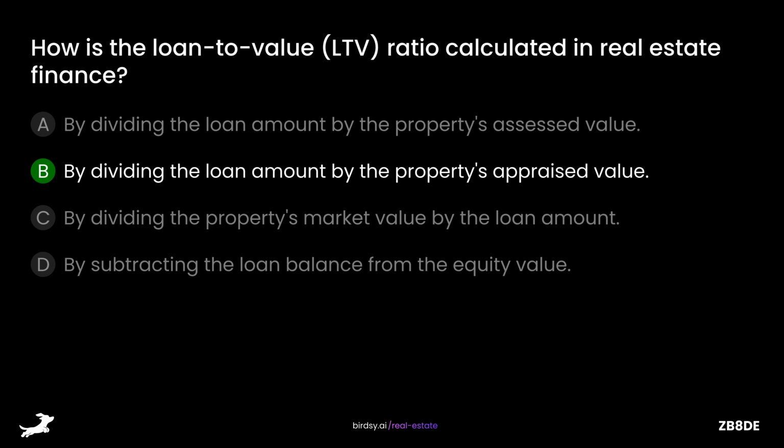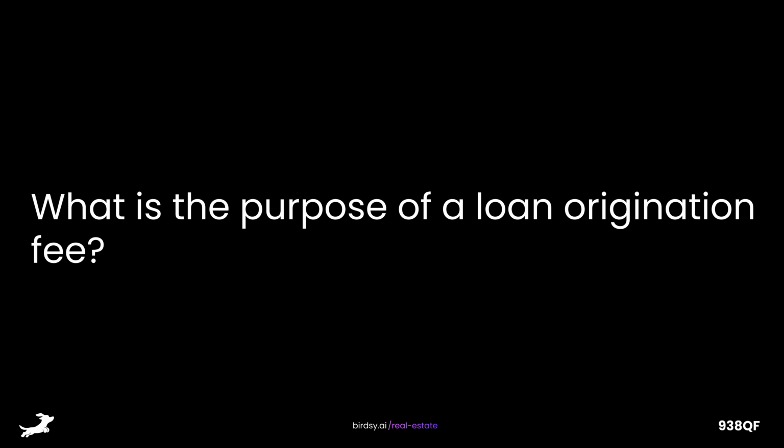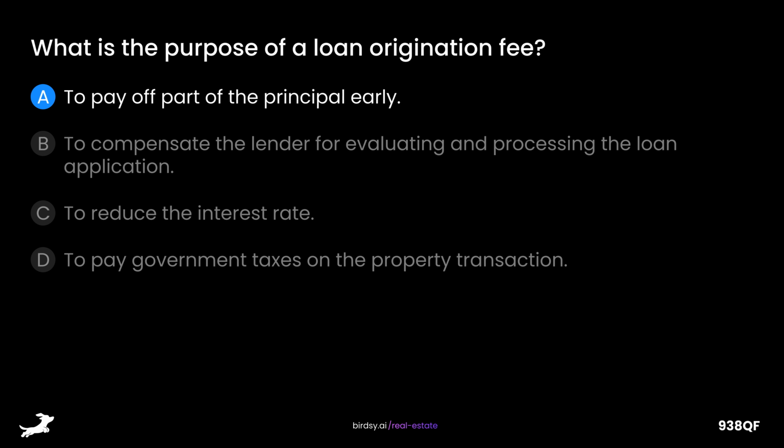The answer is B, by dividing the loan amount by the property's appraised value. The loan-to-value ratio is a critical measure in real estate finance that assesses risk by dividing the loan amount by the property's appraised value or purchase price. What is the purpose of a loan origination fee? Is it A, to pay off part of the principal early, B, to compensate the lender for evaluating and processing the loan application, C, to reduce the interest rate, or D, to pay government taxes on the property transaction?